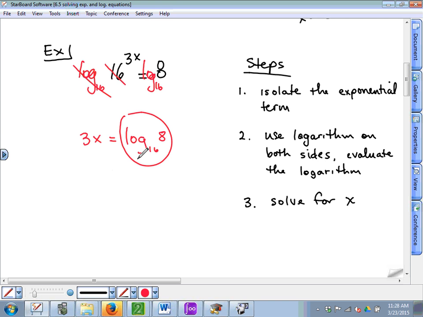What is the log base 16 of 8? That's something you should be able to do now on your calculator. Shouldn't be a crazy number. Remind me how you do it on an older calculator.